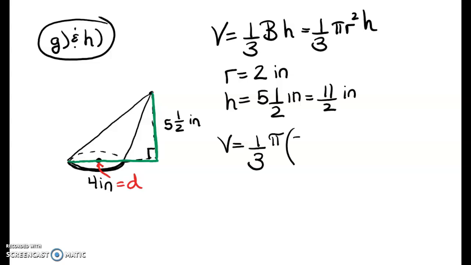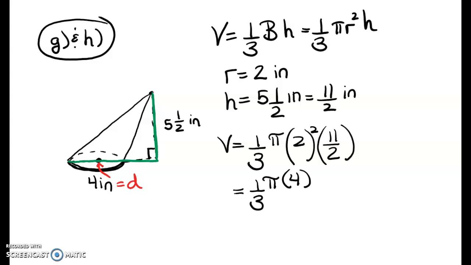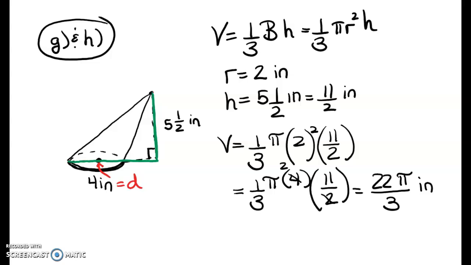So my radius I said was 2, we need to square that, and my height is 11/2. So I get 1/3 pi times 4 times 11/2, and I know that my 4 and my 2 reduce to 2. So I end up with, the 3's not going away again, 22 pi over 3. My dimensions were inches, and this is volume, so it's inches cubed.